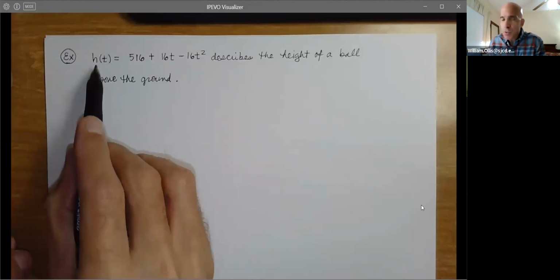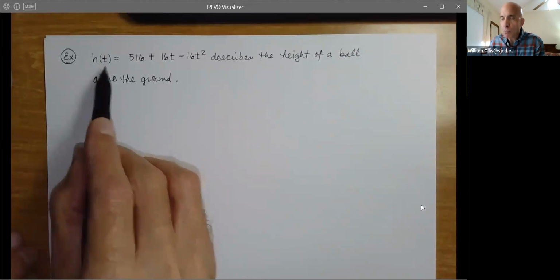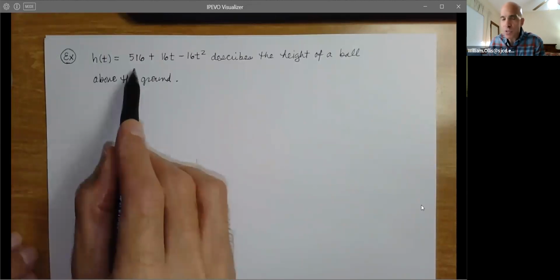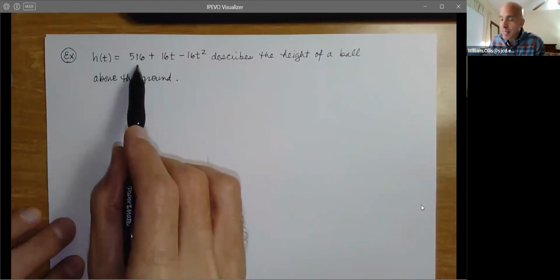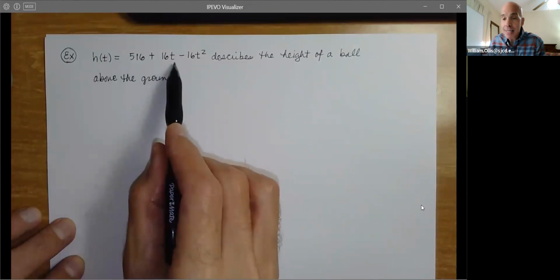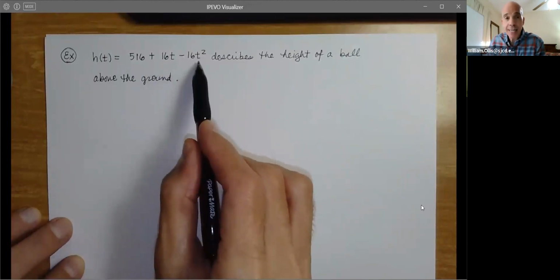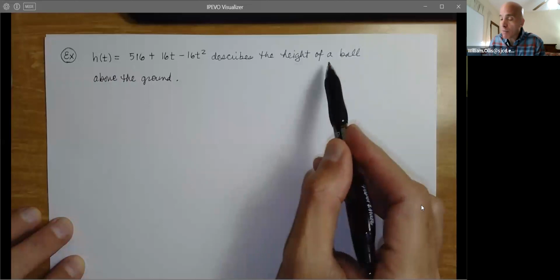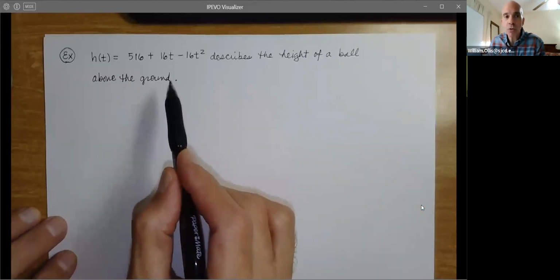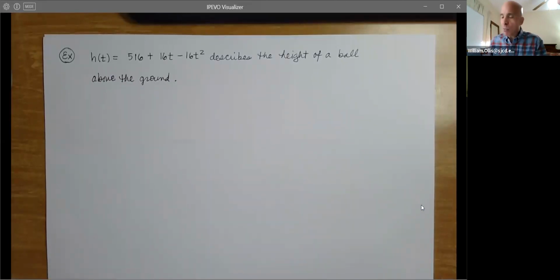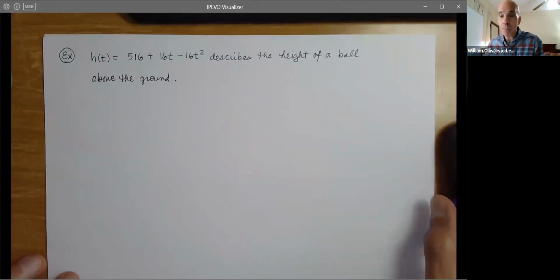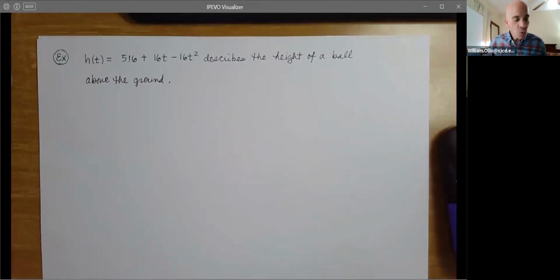Now, this of course is function notation, but right now it's just going to be a symbol to represent this formula. So this formula here, 516 plus 16t minus 16t squared, describes the height of a ball above the ground. So when you all take your physics classes, you will do the particle kinematics that will allow you to prove this equation, and it will involve derivatives and integrals, which by that time you'll be very good at doing. Now, here's what the question is.